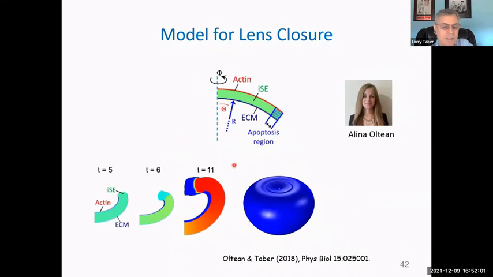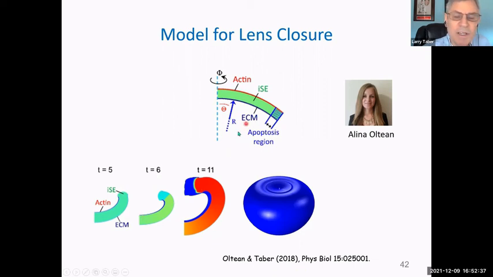So to test the physical plausibility of this idea, Alina then developed a finite element model for the forming lens. In this case, the initial configuration was a spherical cap obtained by rotating this section about the axis of symmetry here. On the top, there's a thin layer of contractile fibers. On the back side, there's a matrix similar to what's seen in vivo. And the future region of apoptosis will be out here on this end.